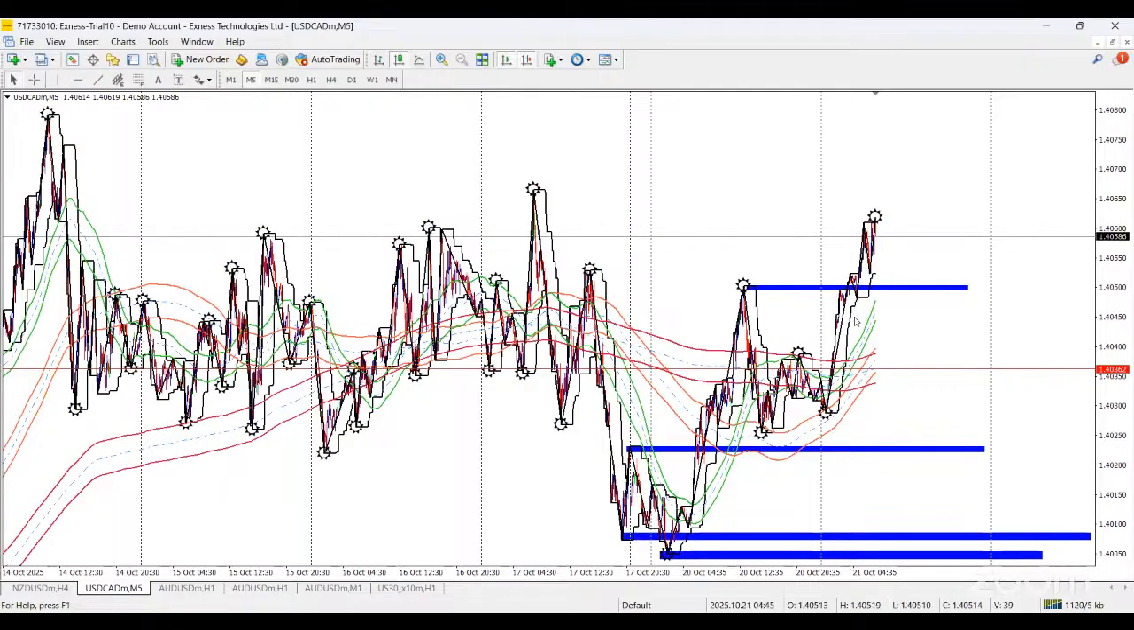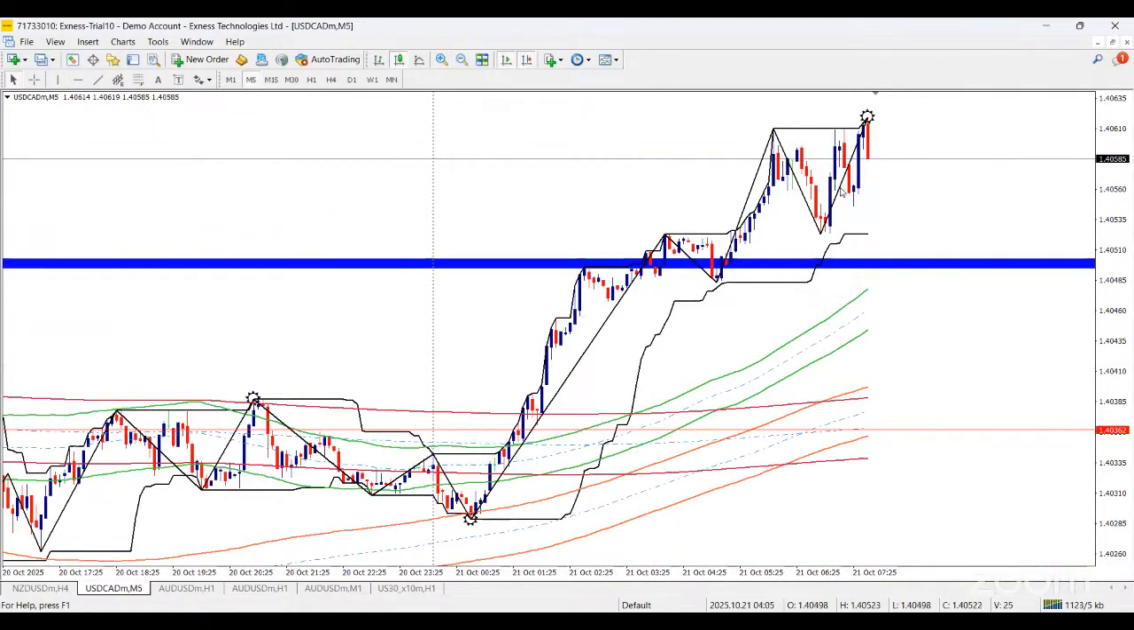So price already broke through. If you zoom in, you see that price already broke through this level and gave us a retest, right? This was our first entry. We're going to continue to buy USD CAD. And it did how many pips? This is not much though, just 12 pips, right?